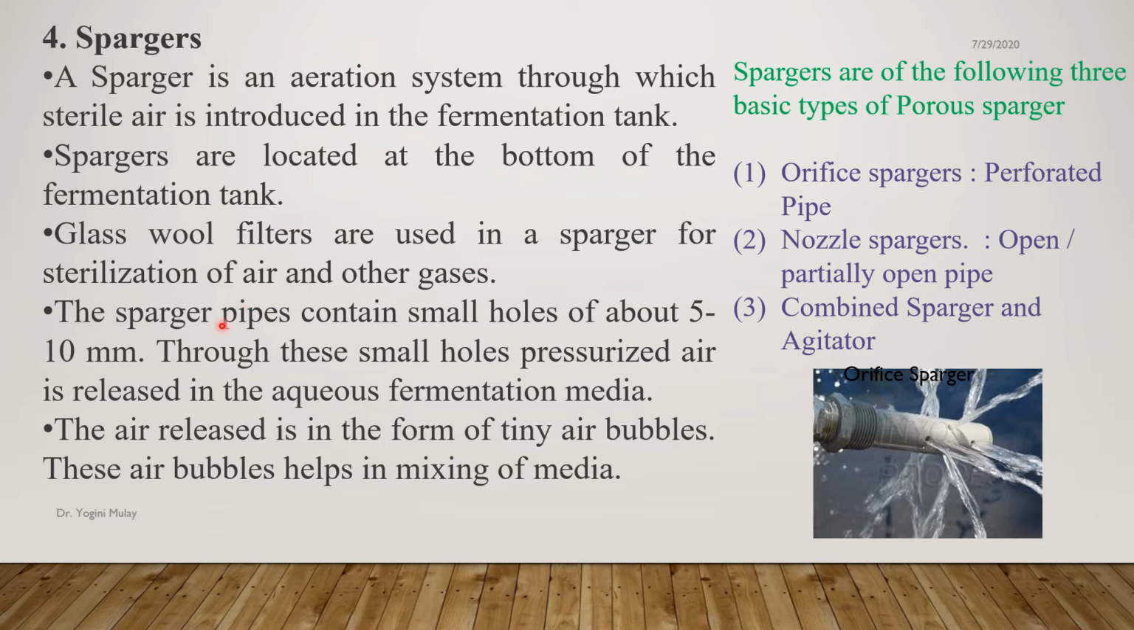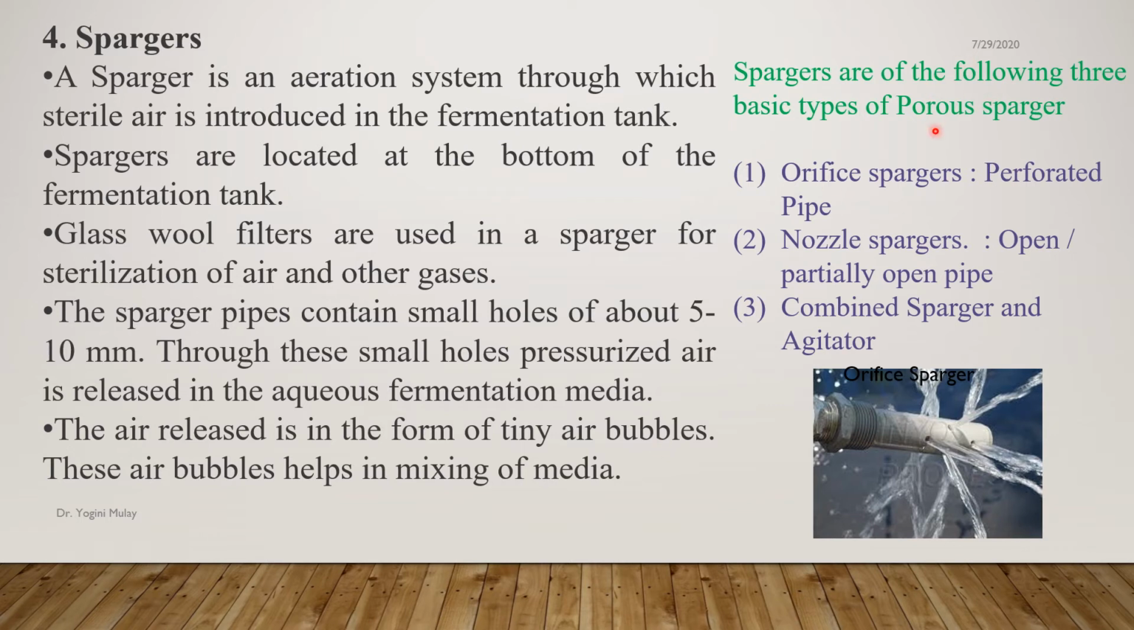Now, the sparger pipes have holes which are about 5 to 10 mm in diameter. You can see this is the pipe, and tiny holes are there, and through these tiny holes the air is allowed to be introduced into the media, and therefore because the air passes through these tiny holes, it comes out in the form of tiny air bubbles.